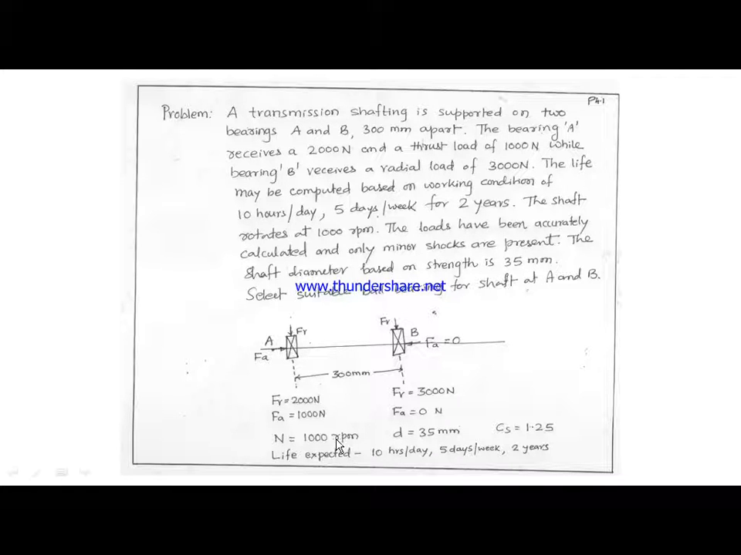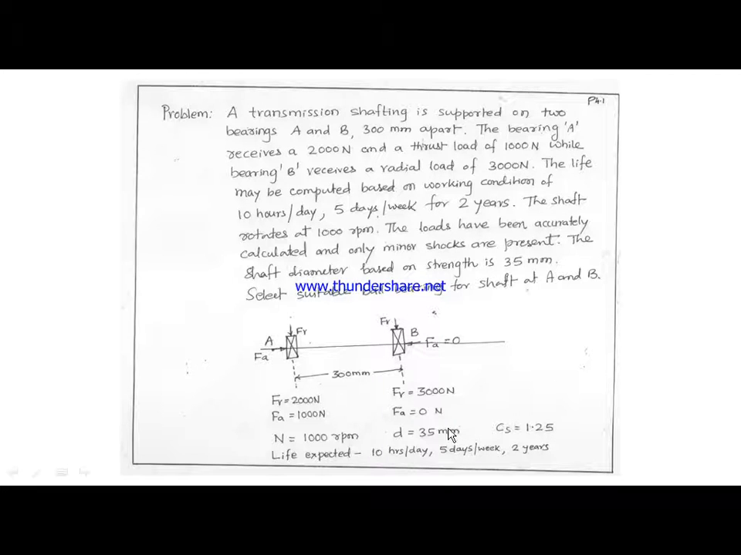Speed of the shaft is 1000 RPM, so this shaft rotates at 1000 RPM, and the shaft diameter is 35 millimeter. The service factor, that is minor shocks, will be 1.25. So the life of the bearing is what? It has to work for 2 years at 10 hours per day and 5 days per week.